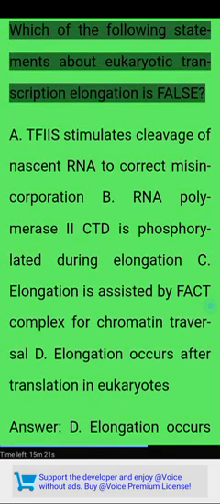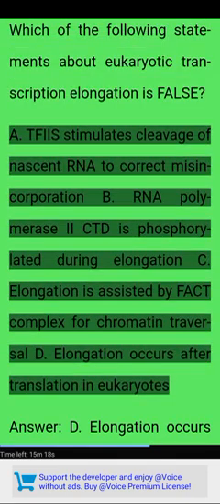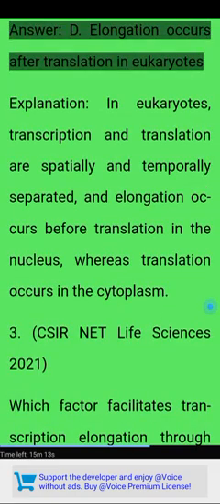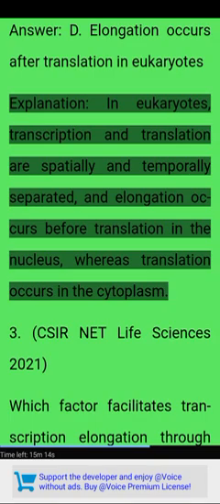Which of the following statements about eukaryotic transcription elongation is false? A. TFIIS stimulates cleavage of nascent RNA to correct misincorporation. B. RNA polymerase II CTD is phosphorylated during elongation. C. Elongation is assisted by the CAP complex where chromatin traversal. D. De-elongation occurs after translation in eukaryotes. Answer. De-elongation occurs after translation in eukaryotes.